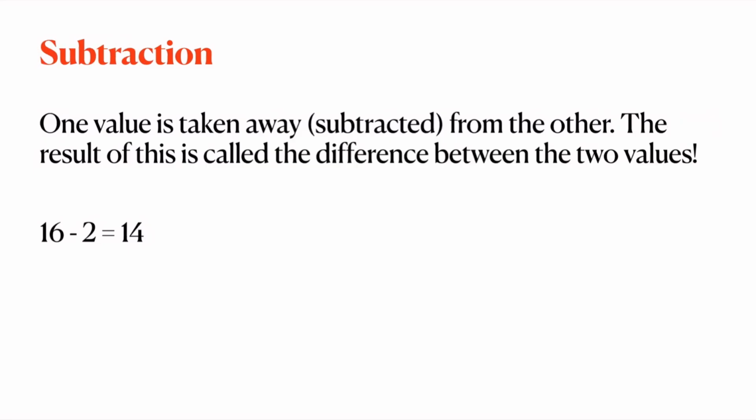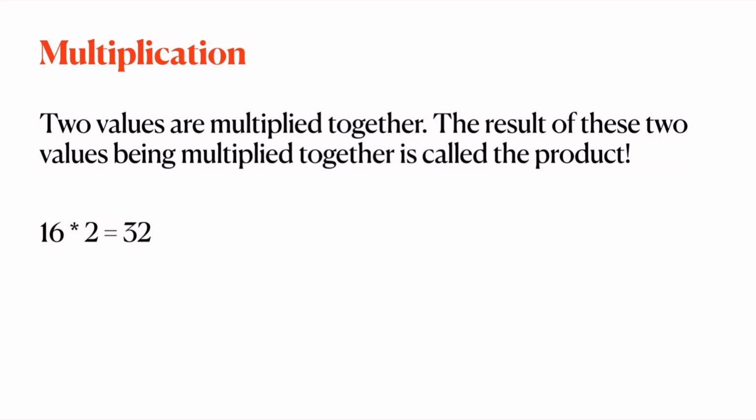Subtraction is when you take one value away, you subtract it from another. Therefore, in this example, with the same operands, your answer is 14. Multiplication is when you times or multiply two values together. We're using the same operands again with a result of 32.